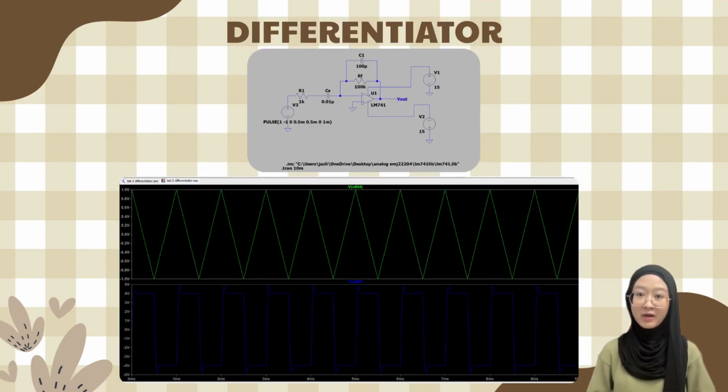The differentiator swaps the components of the integrator, using a capacitor at the input and a resistor in the feedback path. The output voltage is proportional to the rate of change of the input voltage. A triangular wave input is applied, and the output is a square wave. This is because the derivative of a constant slope is a constant value.